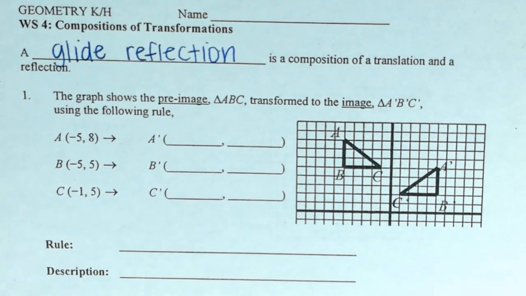Number 1, the graph of the pre-image ABC transforms to the image A prime, B prime, C prime using what rule? Can you please write down the points for A prime, B prime, and C prime? Go.